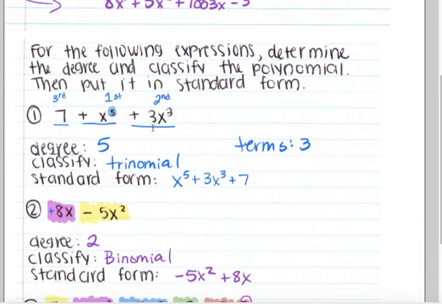Here are a couple examples where we're identifying the degree. We are naming the expression as a trinomial, monomial, or binomial, and then we're writing it into standard form. So the first example is 7 plus x to the 5th plus 3x to the 3rd. To put them into standard form, you want to start with the x to the 5th. Then you would follow that with the plus 3x to the 3rd, and then the last piece would be the 7, as you can see the standard form here. There are three terms, so this is a trinomial, and the degree is 5 because 5 is the highest power that we see for the trinomial.